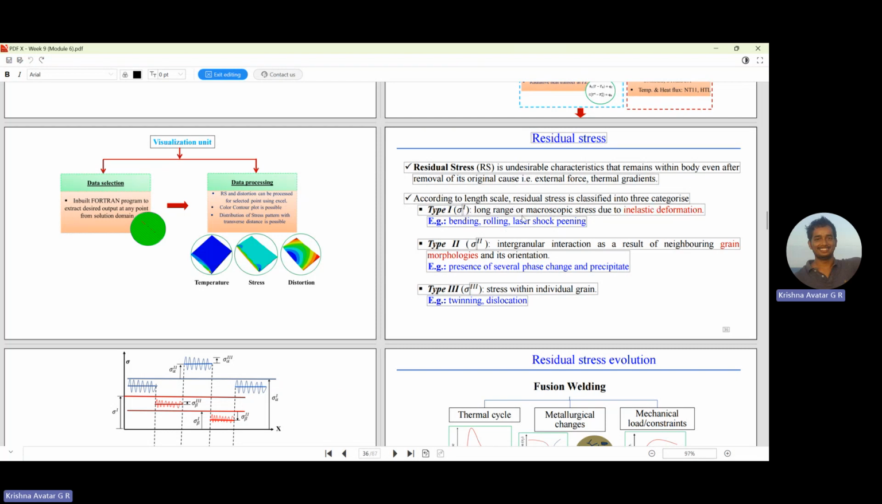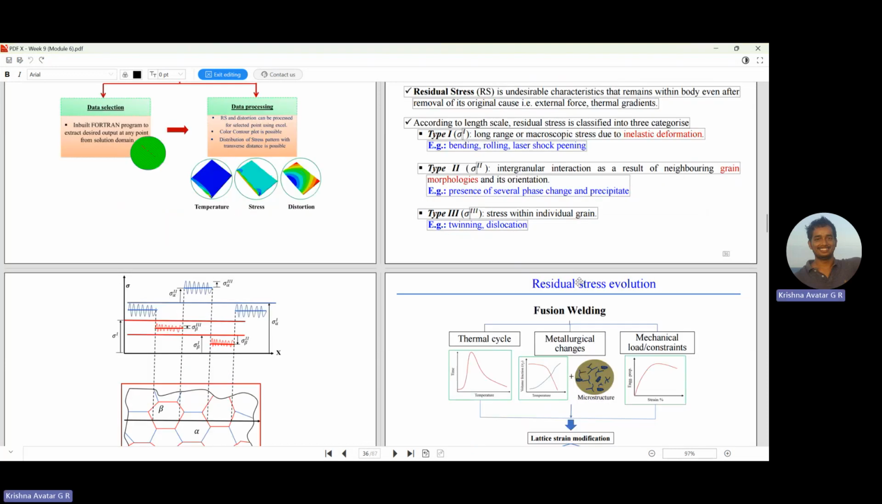Type 1 is long range or macroscopic stress due to inelastic deformation, bending, rolling, and or laser shock peening. Type 2 is intergranular interaction as a result of neighboring grain morphologies and orientation, and the presence of several phase changes and precipitates. Then type 3, sigma 3, is stress within an individual grain.